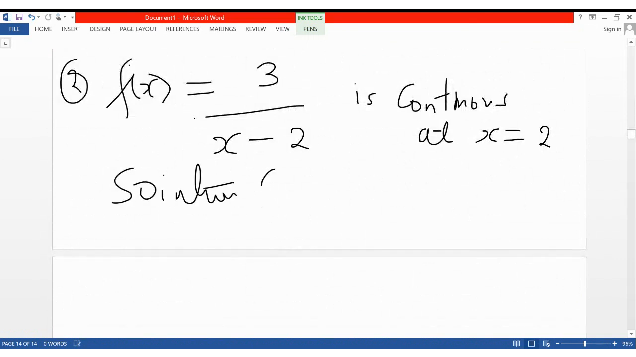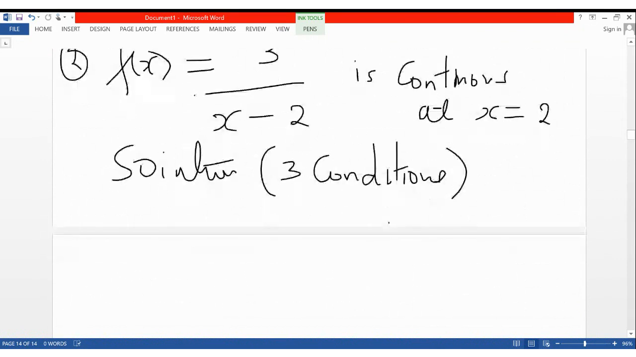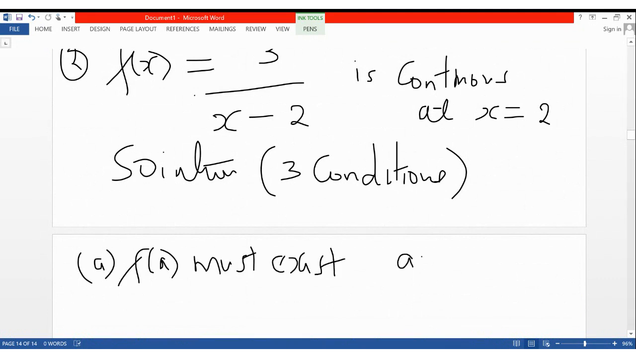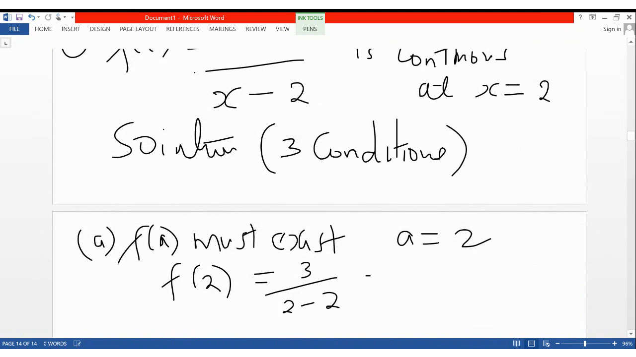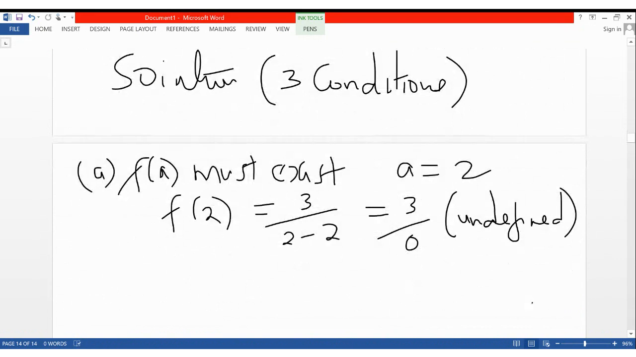Take the three conditions. So condition one says what? F of a must exist. Must exist. So basically, remember our a is what? Our a is equal to 2. So we shall replace there. So f of 2 will be given by 3 all over what? 2 minus 2. So you are getting here 3 over 0, which is what? Undefined. Undefined answers do not exist. Yes, you can never divide by zero. It doesn't exist. There's no value for that. It's not infinity. It's not negative infinity. It's an answer that is unknown.